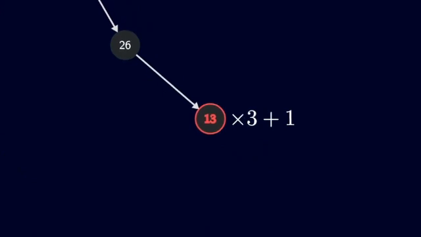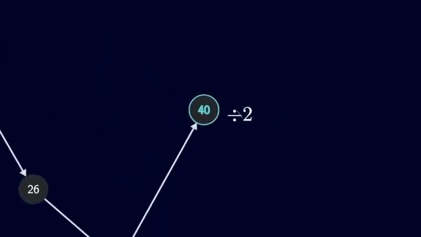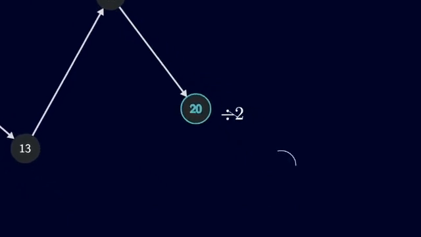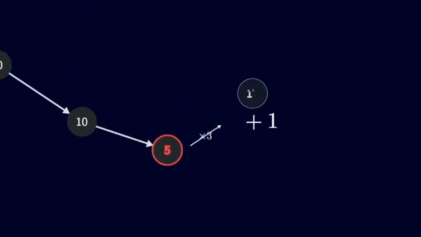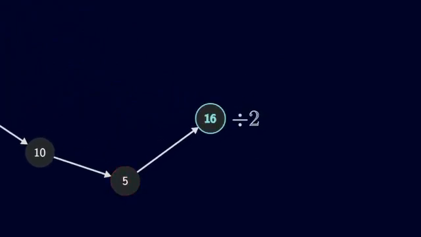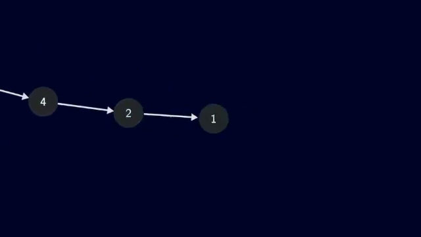Odd. So we multiply by 3, 39, add 1, and that's 40, which is even. So we divide by 2, 20. Divide by 2, 10. Divide by 2, 5. Odd. Multiply by 3, 15. Add 1, 16. Divide by 2, that's 8. And then 4, 2, and 1.